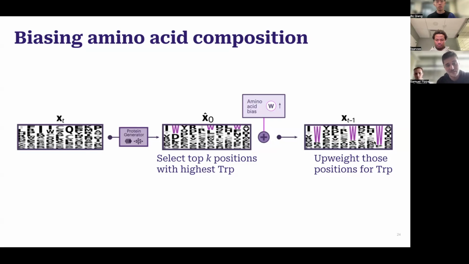And the reason we weren't able to use that naive implementation is because it led to a form of mode collapse where the entire sequence just ended up being tryptophan. So we have to do this sort of process where we're selecting at each step the top K positions that the model thinks are going to be tryptophan and then upweighting those.